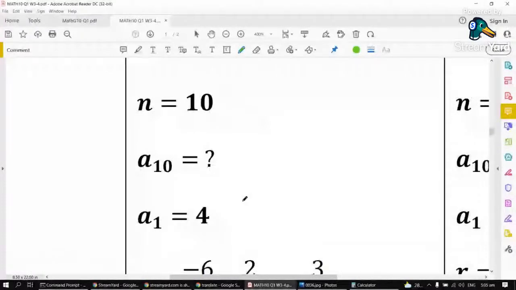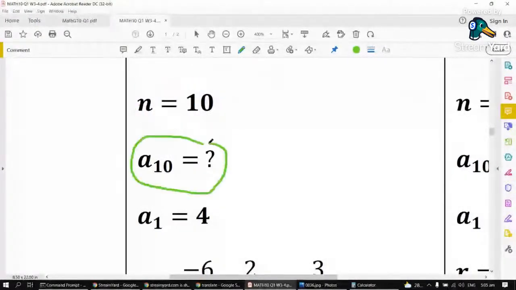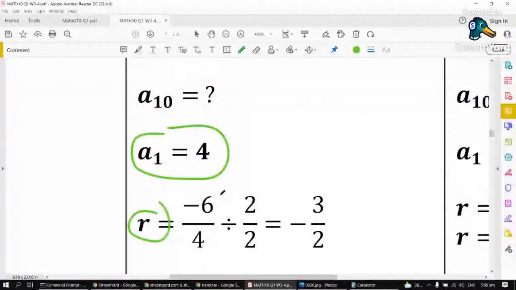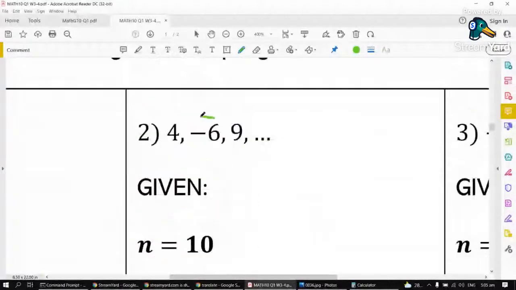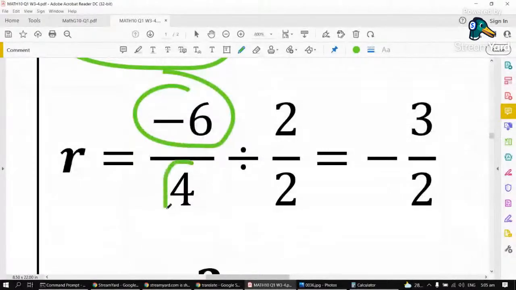So again, ang n natin is 10 dahil hinahanap natin 'yung pang-sampung term. 'Yung pang-sampung term ay hindi natin alam, 'yung a sub 10. Ang ating a sub 1 is 'yung first term, that's 4. Ang ating common ratio ay makukuha from -6 divided by 4.